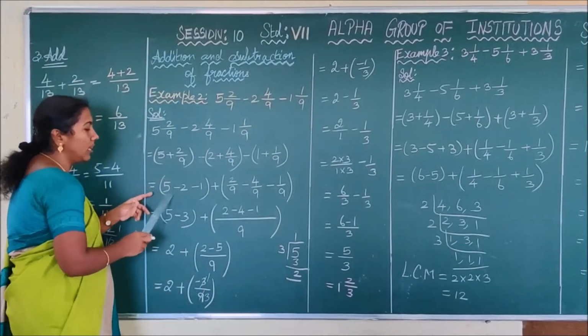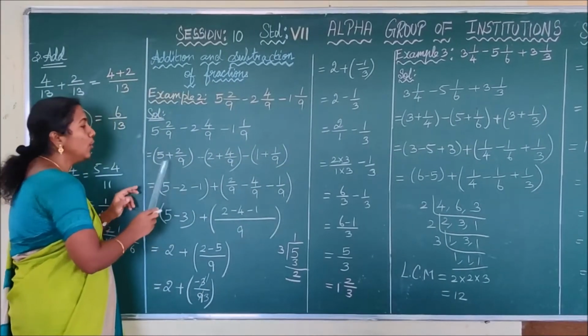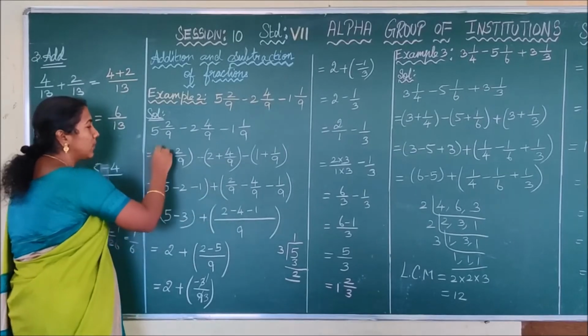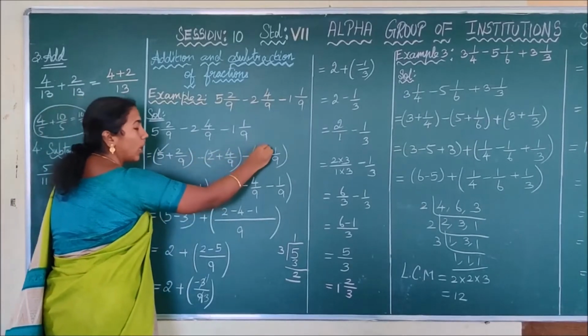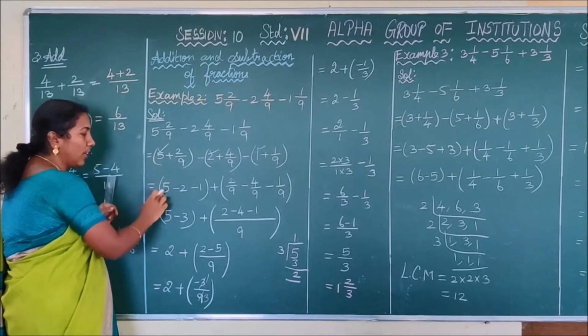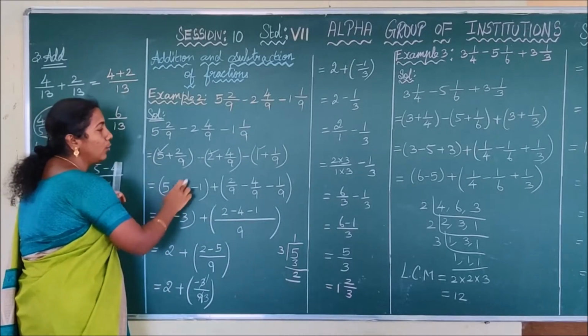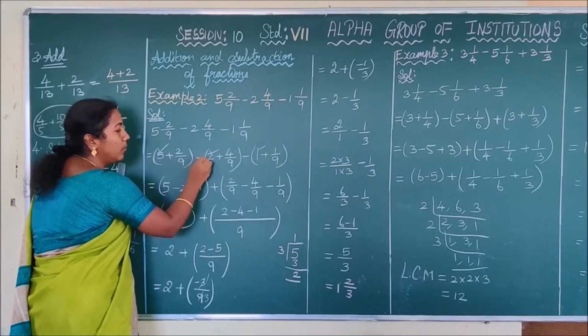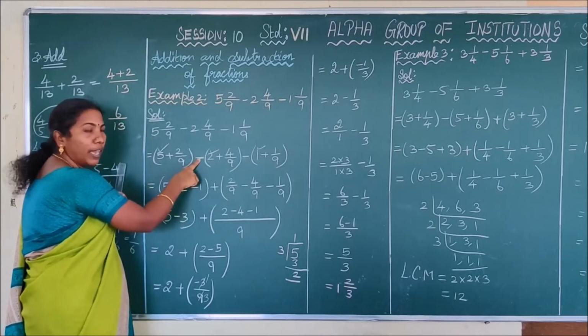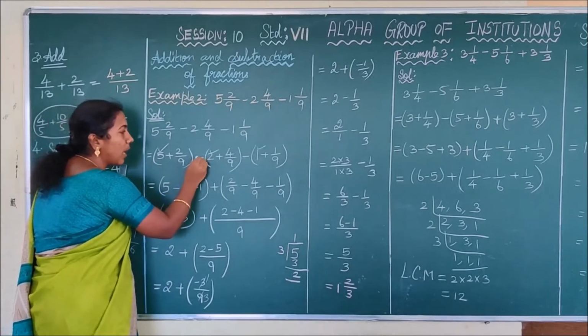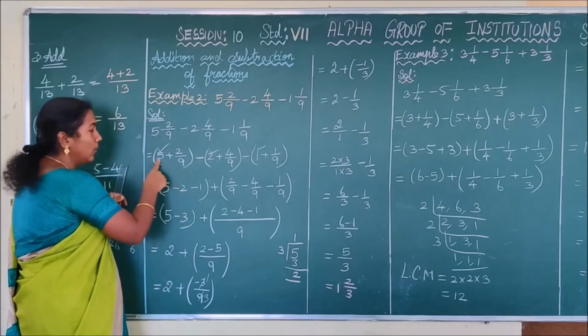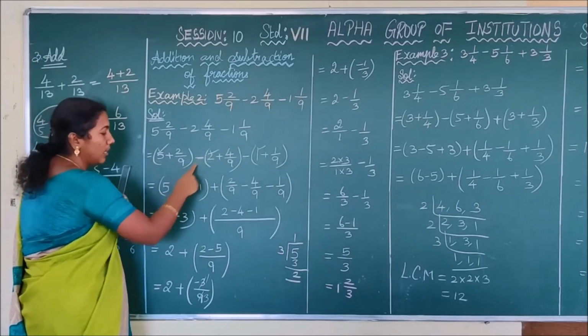Then how can you do the next step? In the next step, you have to collect the whole numbers, that is 5, 2, 1. See here, first you have to write 5. While writing 2, you have to observe the symbol before the bracket. What is the symbol here? Minus. So you have to write it as minus 2 here. First you have to write 5 minus 2.